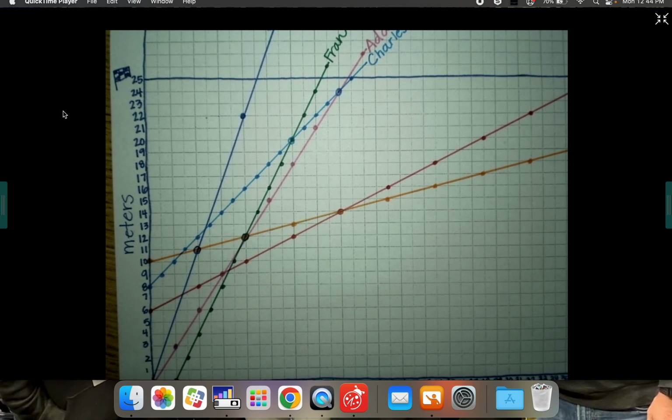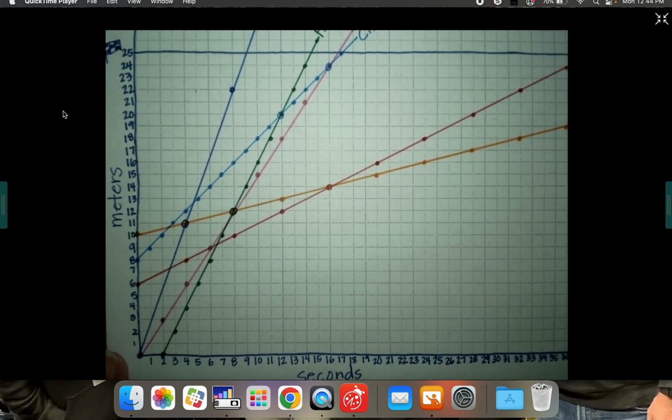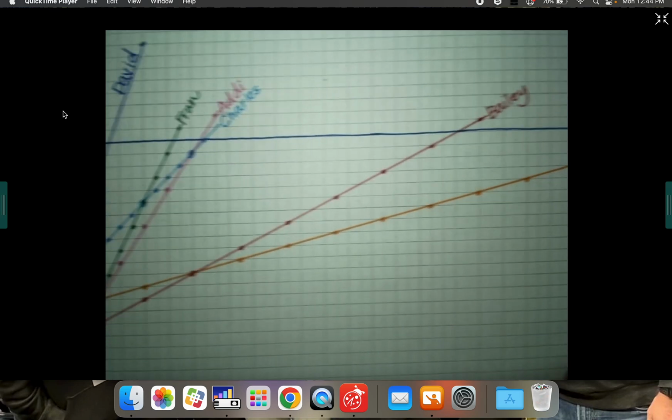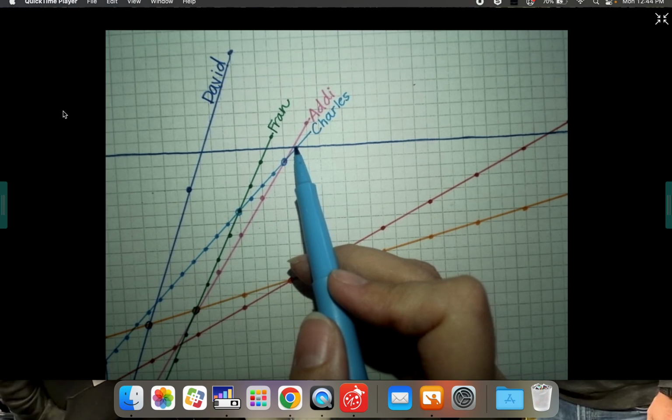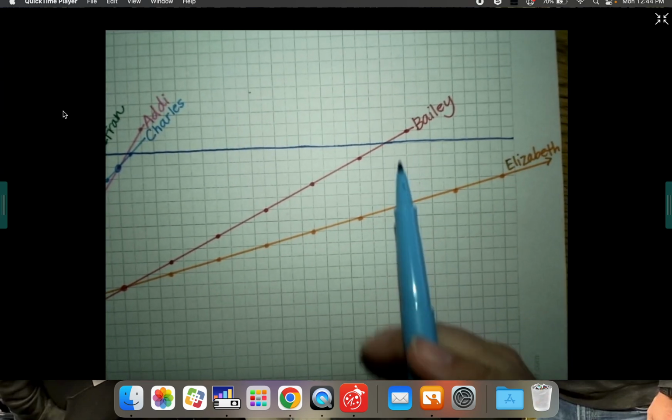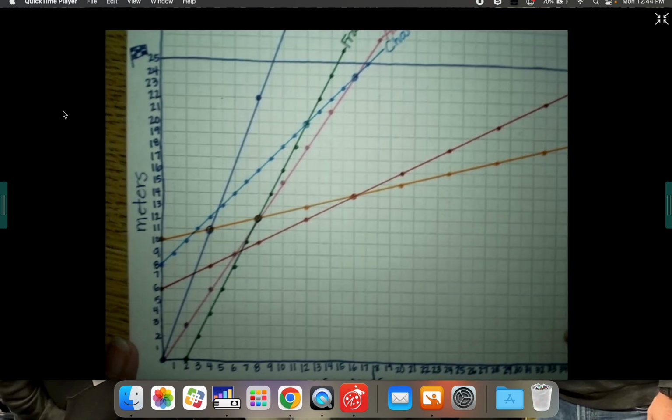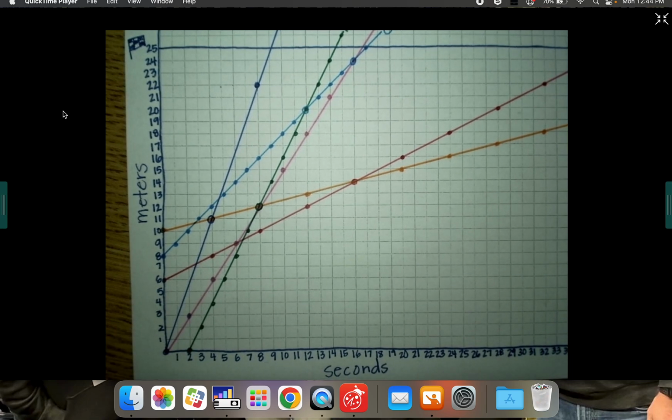Okay. All right, if you guys have the whole graph done, it should look like this. We have the order of the racers. You can kind of easily see. I would say Addie and Charles is a little hard to see, but the other ones are clear which order they come in. So we have some questions to answer about them now.